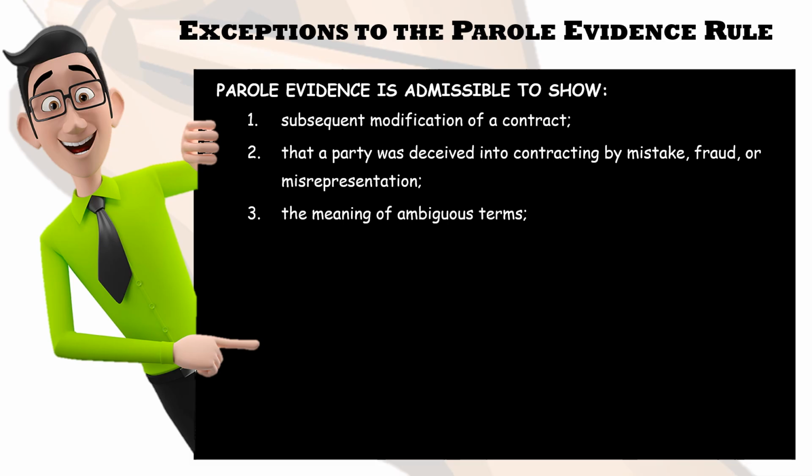The meaning of ambiguous terms. What's an ambiguous term? I like the term vehicle. What exactly does vehicle mean? Any mode of conveyance is a vehicle. A skateboard, a bicycle, a plane, a truck, a helicopter, right? If you put blue vehicle in a contract, you can use parole evidence to show by blue vehicle you meant blue truck or blue motorcycle.